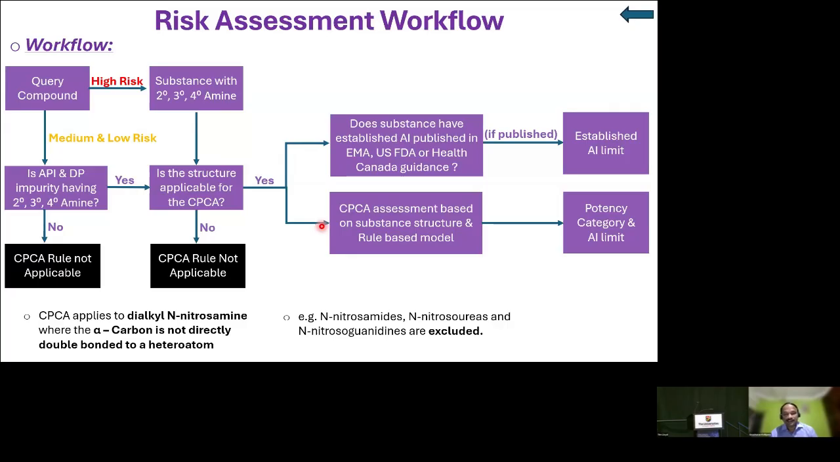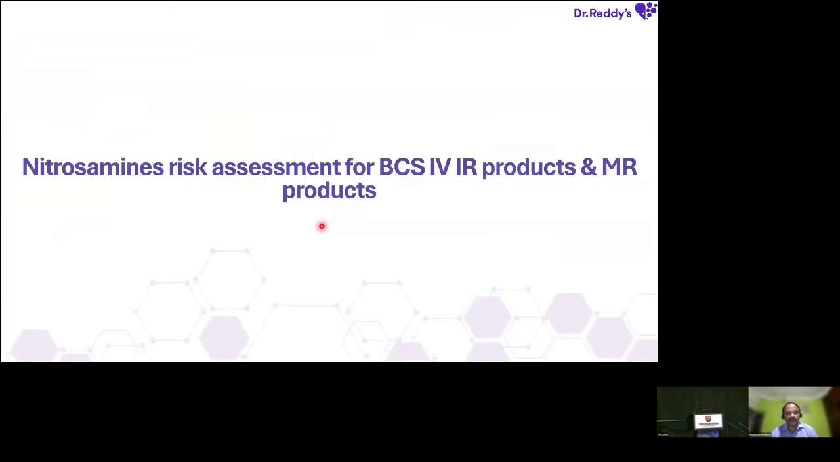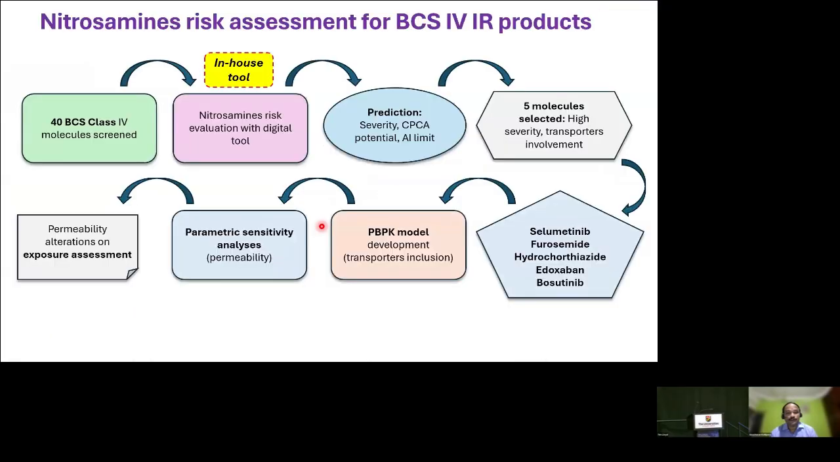So how do we extend this tool further to PBPK modeling to make an approach for avoidance of BE studies? In the next session, we are going to talk about the nitrosamine risk assessment for BCS class 4 products as well as the MR products. And coming to the BCS class 4 molecules, in this particular case study we wanted to come up with a PBPK modeling strategy which can be used to avoid the repeat bioequivalence studies due to NDSRA reformulation for the BCS class 4 molecules.